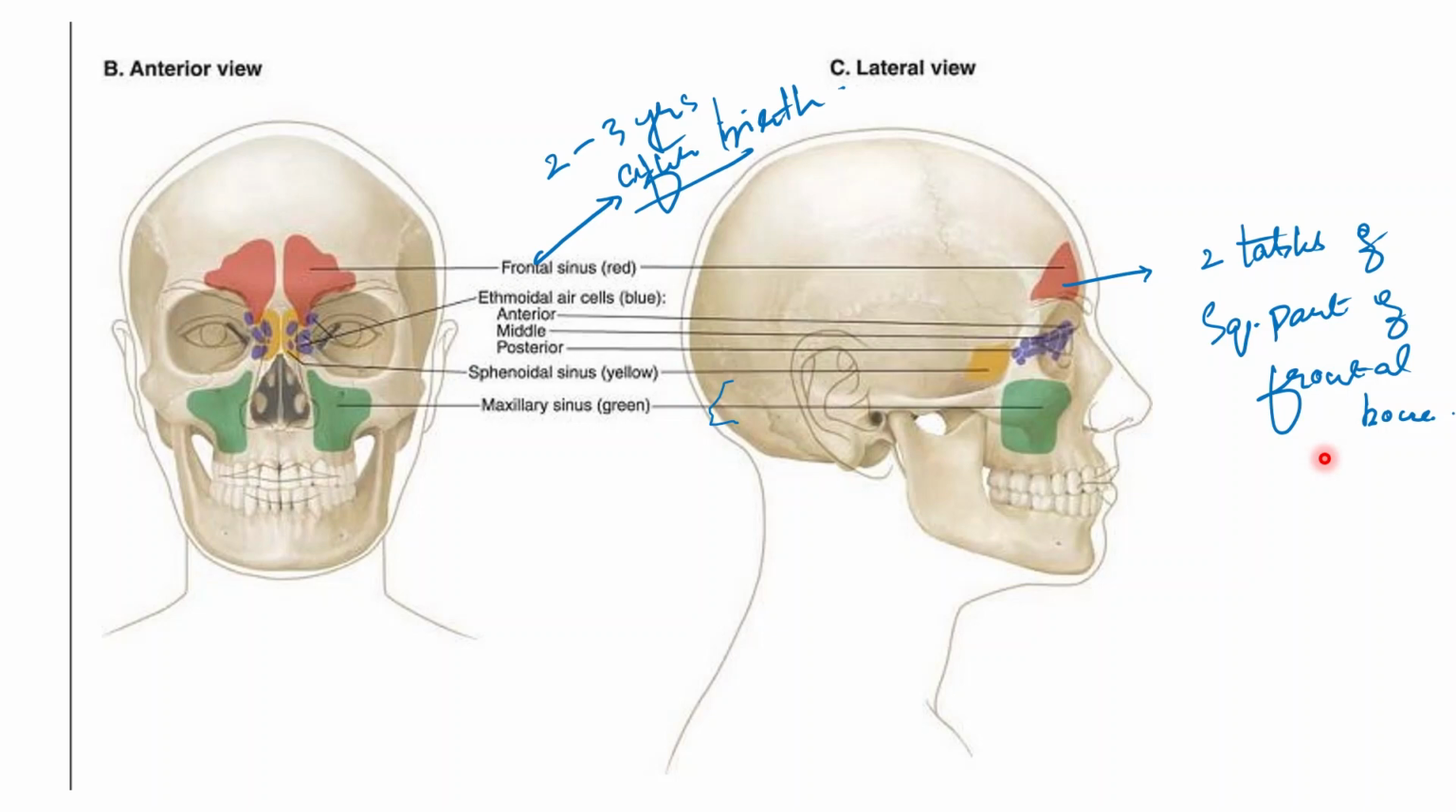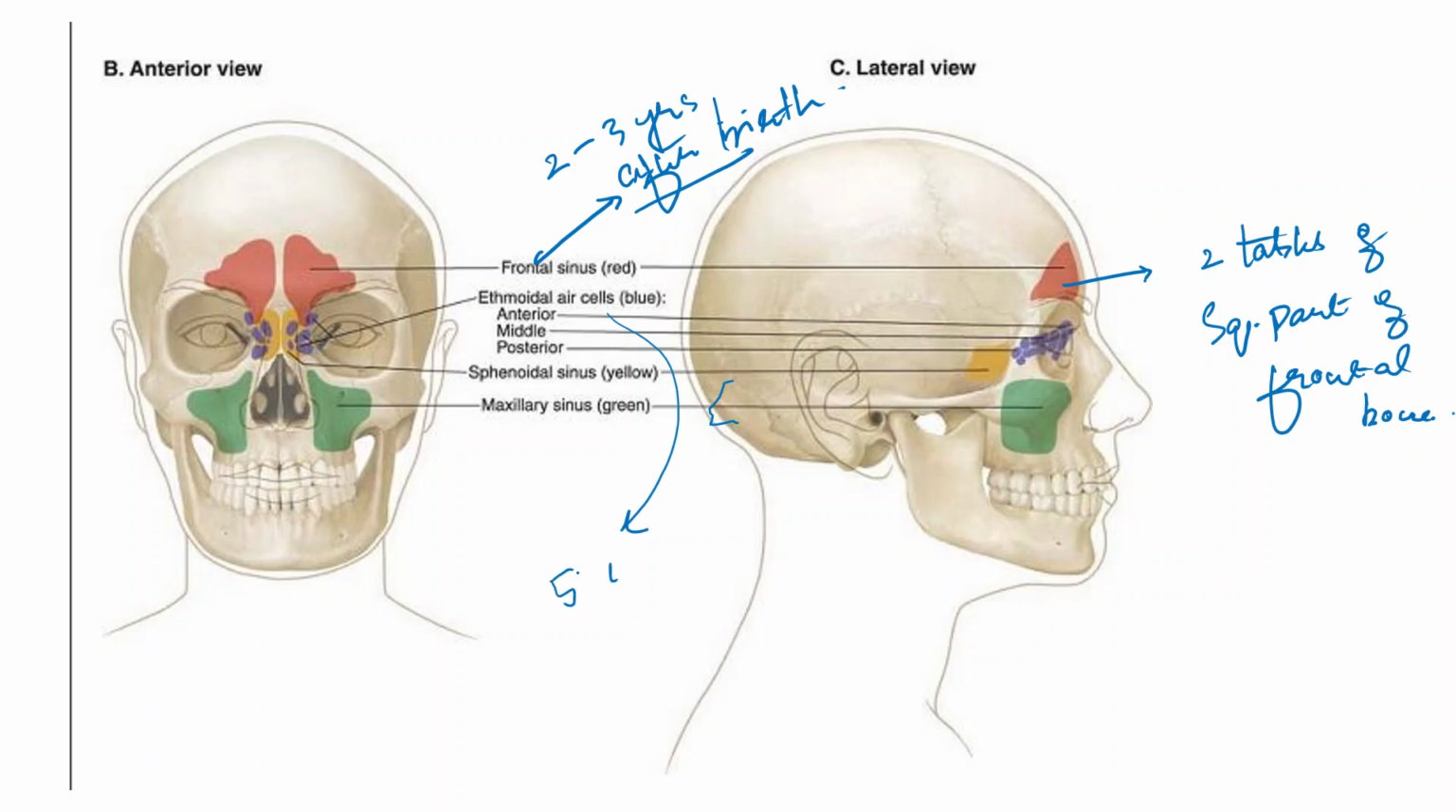Moving on to the very next, that is the ethmoidal air sinus. The ethmoidal air sinuses are in total around 5 to 15 in number as a whole.